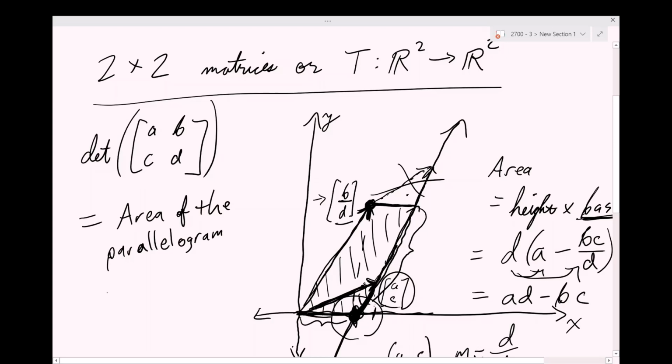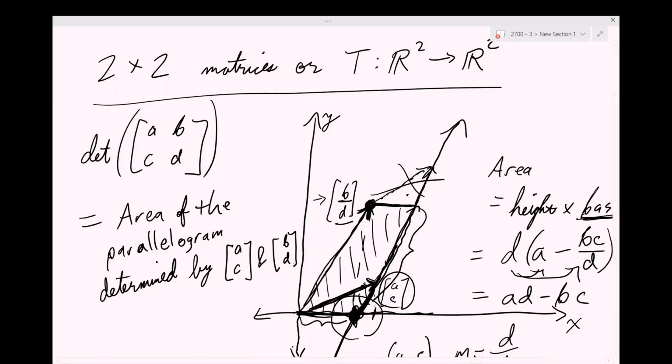I'm clicking too much. Let me switch back to my regular handwriting. Determined by those two vectors, AC and BD. Now, a natural question is, well, our determinants can come out negative. And, I mean, area can't be negative, so what's going on there? What does the negative on the determinant represent? And that's really important because actually what I've written here is not quite true. What's really true is that the absolute value of the determinant is the area of that parallelogram.